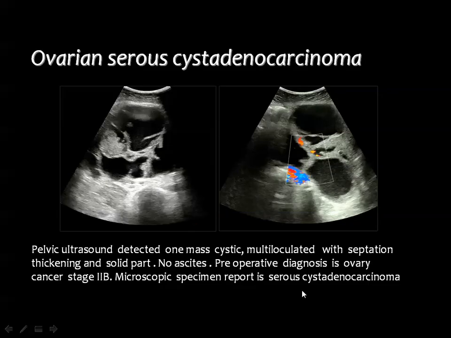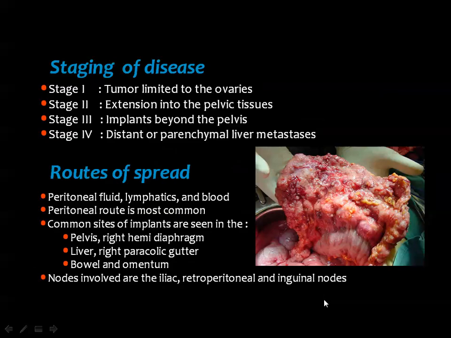And this is an MRI, an ultrasound and Doppler examination for an ovarian cancer, showing a big cystic mass with very thick irregular internal septation and solid component, as well as internal vascularity. The staging of ovarian cancer is very simple. Stage 1 is tumor limited to the ovaries. Stage 2, extension to the pelvic soft tissues. Stage 3, implants beyond the pelvis. Stage 4, distant metastasis. And these are the routes of spread, the peritoneum and the hematogenous spread as well.